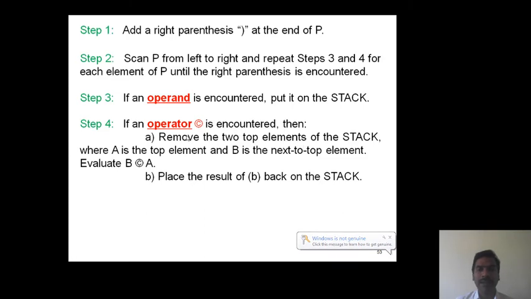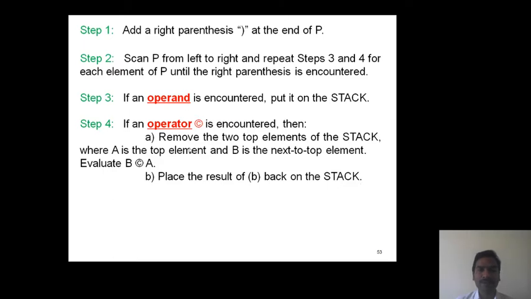Step 4: if an operator is encountered, then remove the two topmost elements of the stack, and the first element is treated as A and the next element is treated as B. Then apply B operator A. So apply in terms of B operator A. Now it produces some result value. Now place the result value back into the stack.